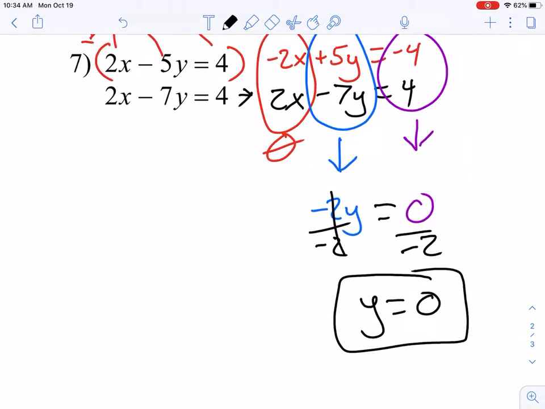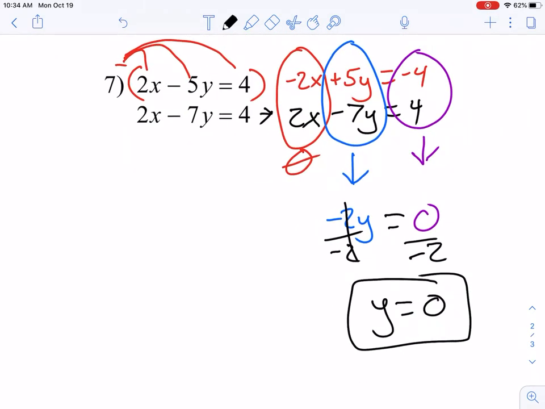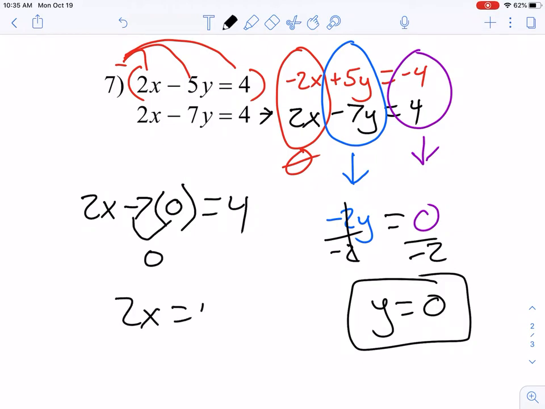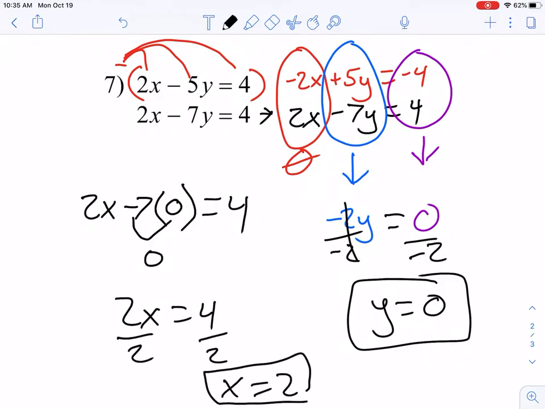Now that I know what y is, I can plug it into any equation. I'm going to choose my bottom equation here. So I have 2 times x minus 7, and then I'm replacing my y with a 0. -7 times 0 is 0. So that really just means that 2x equals 4. And when I divide 2 from both sides, x equals 2. So as an ordered pair, our answer is (2, 0), x, y.